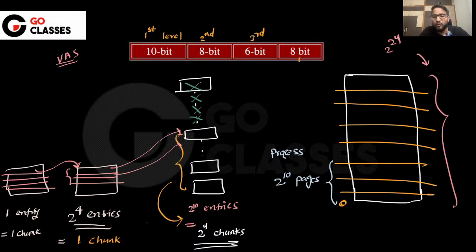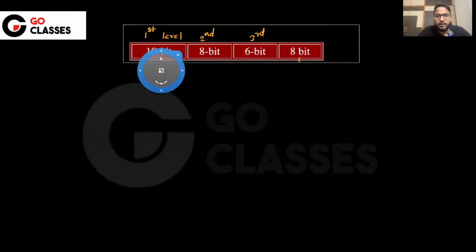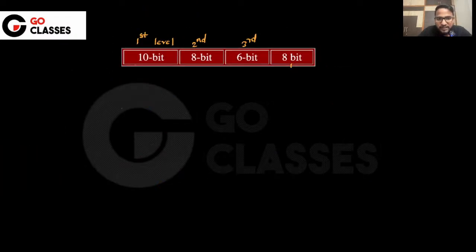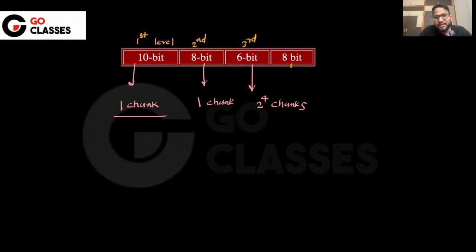So how much space do I need? I need one chunk here, which is basically, let me write it in terms of entries. One chunk is actually 2 power 10 entries. See, I need one chunk at this level, one chunk definitely at this level, one chunk at this level, and I need 2 power 4 chunks at this level. So if these chunks are available to me, then I can translate any virtual address to the physical address. That's the deal, right? Okay.